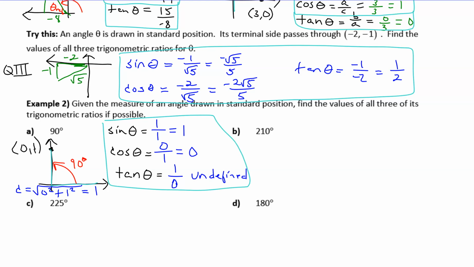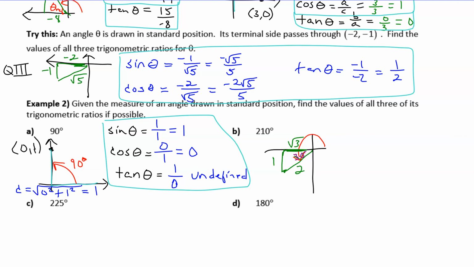Alright, let's try b, which is 210. 210 is beyond 180, and in fact is 30 degrees beyond 180. We know the sides of a 30, 60, 90 triangle. Across from the 30 is 1. Across from the 60 is the square root of 3. The hypotenuse is 2. Next, we need to make sure that the sides have appropriate signs assigned to them.